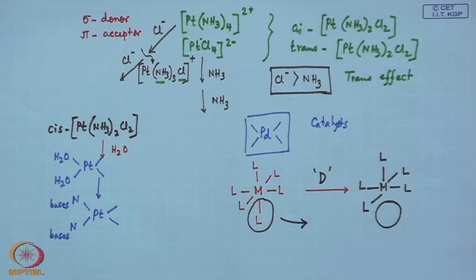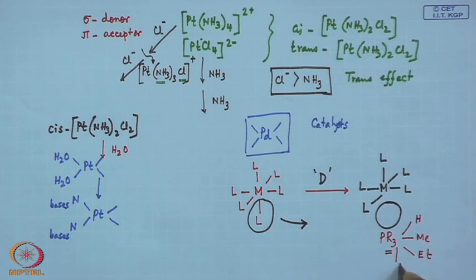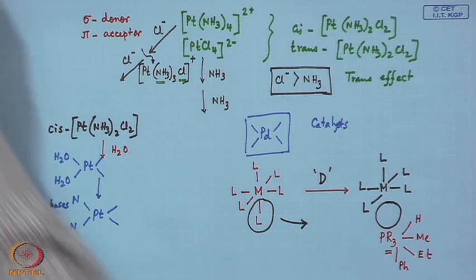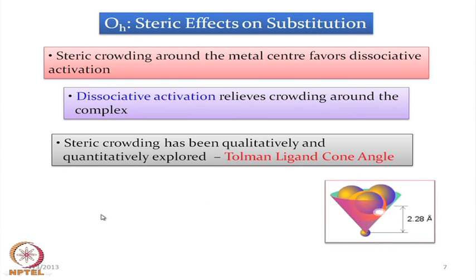So, these are some good phosphine ligands, where we can vary this R from hydrogen to methyl to ethyl to phenyl. We get triphenylphosphine from phosphine. We can explore this with respect to the Tolman ligand cone angle. What is that? It is something Tolman introduced while doing his work in a company.